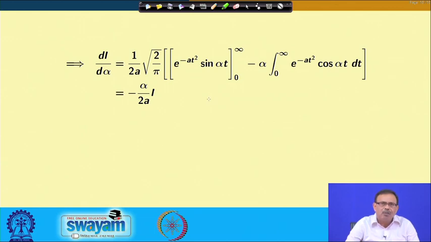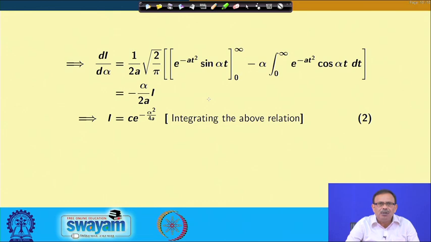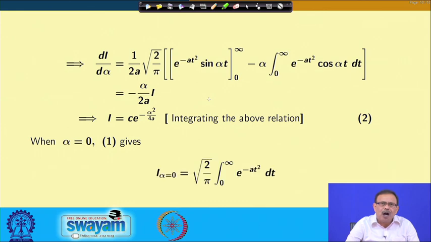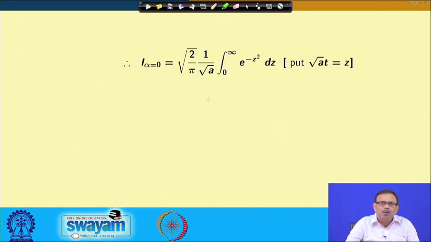Integrating on both sides of the given equation, I obtain I equals some arbitrary integration constant c into e power this thing, and I have to find out the value of c now. Whenever alpha is 0, I at alpha equals 0 is this thing, whose value, if I put root a into t equals z, I will obtain the integral 0 to infinity e power minus z square dz, whose value is root pi by 2.